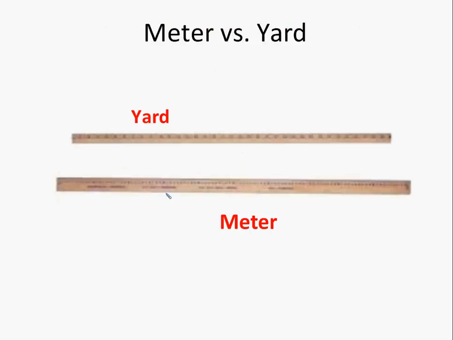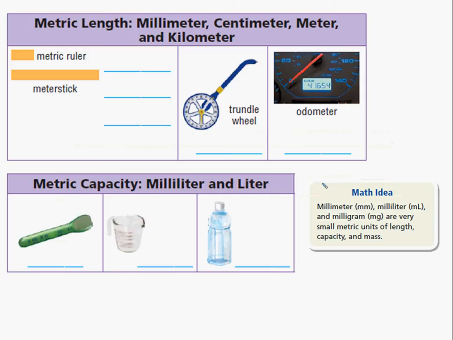Now, meters versus yards. Meters are very close to yards. A meter is very close to a yard. It's a little bit bigger, but we can think of it as being just a little bit more than a yard. So a metric ruler, once again, is just a regular ruler. We're just using the metric side. Meter stick, a little bit more than a yard.